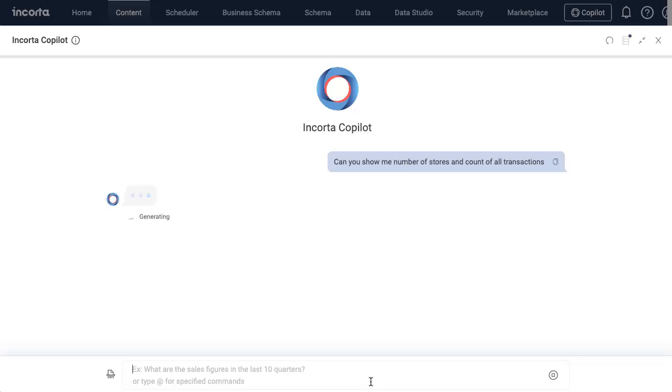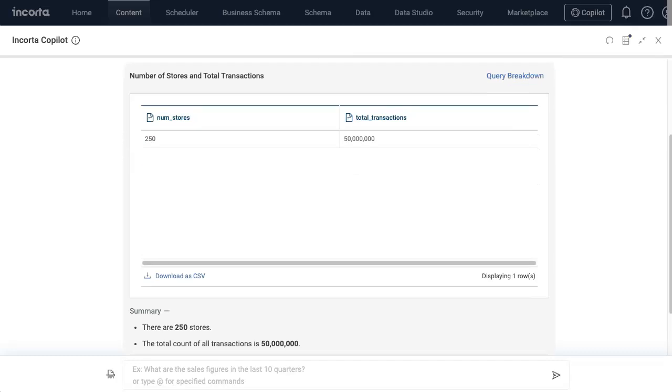How many total stores do we have, and count of all the transactions. Of course, we have 250 stores. I saw that in the dashboard. But let's see what this CoPilot does with this question. Awesome. Now I know that we have around 50 million transactions overall in the system and 250 different stores.